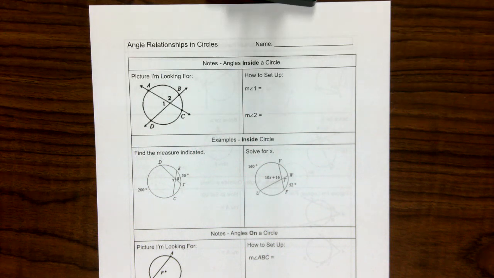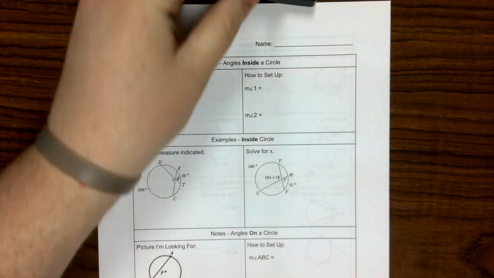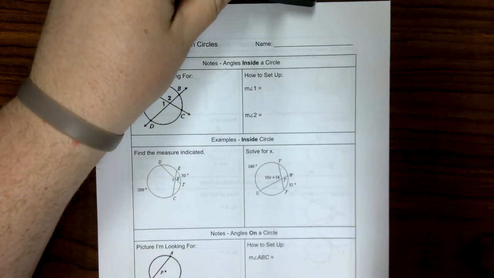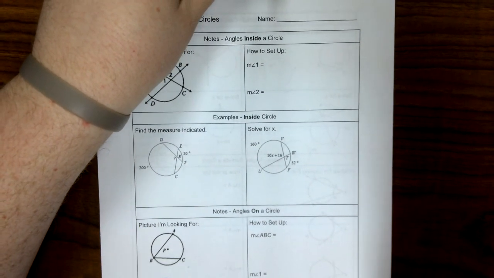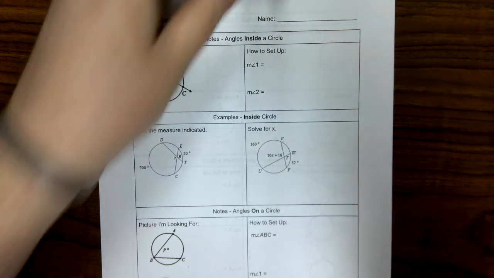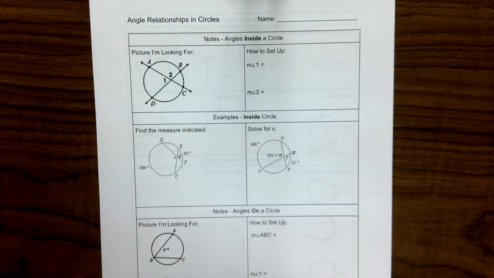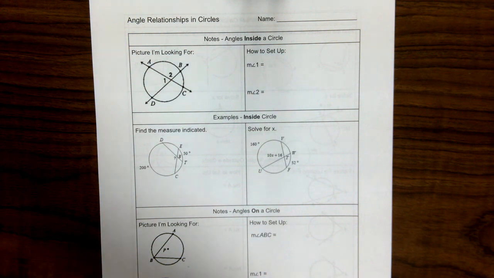All right, so we're going to continue with our circles unit, and today we're going to be looking at angle relationships in circles. Now I'm going to go ahead and tell you that this particular lesson can get a little troublesome. So I'm going to try my best to explain this as easily as I can so that it makes the most sense to you.